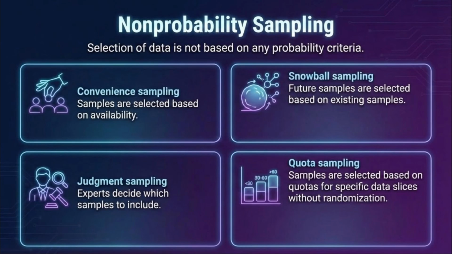So I told you, right, there is another concept called non-probability sampling. Till now we have had a look at probability sampling. Non-probability sampling, I don't think anyone would ever use, because the selection of data is not based on any probability criteria. There are four techniques we have. Convenience sampling. Samples are selected based on availability. Whatever samples they have, they'll just take it.